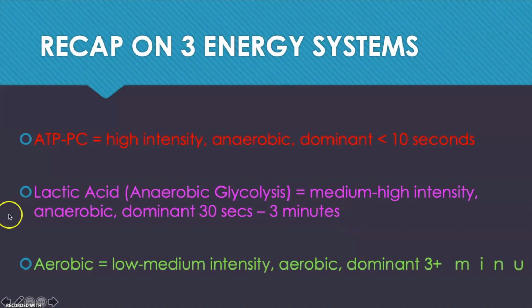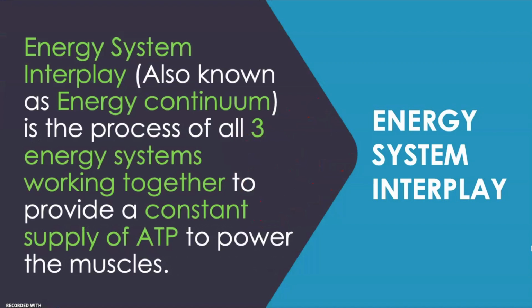And finally, we have our aerobic system. This is for low to medium intensity exercise. It is aerobic, meaning it uses oxygen to produce ATP, and is dominant from approximately 3 minutes. That leads us to this simple definition. Energy system interplay, also known as energy continuum, is the process of all three energy systems working together to provide a constant supply of ATP to power the muscles.